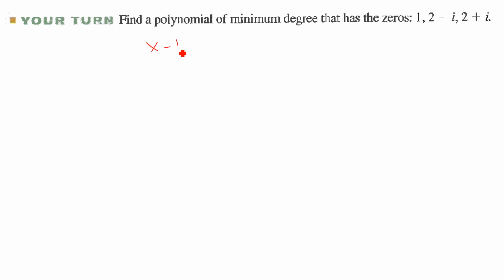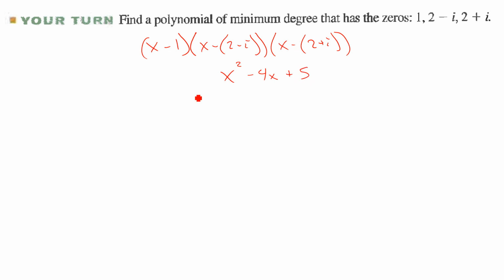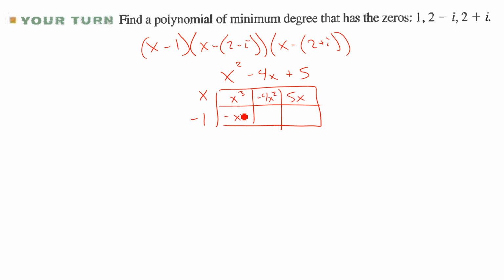So what do we have here? We have x minus 1, x minus 2 minus i, and x minus 2 plus i. And this is going to turn into x squared minus 4x, and then plus 4 plus 1 more, plus 5. And then we would have x minus 1. We'll have x cubed, negative 4x squared, 5x, negative x squared, 4x, minus 5. So our final answer is x cubed minus 5x squared plus 9x minus 5.